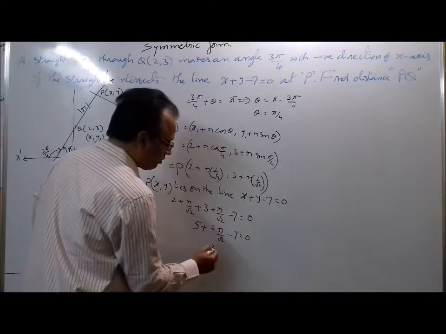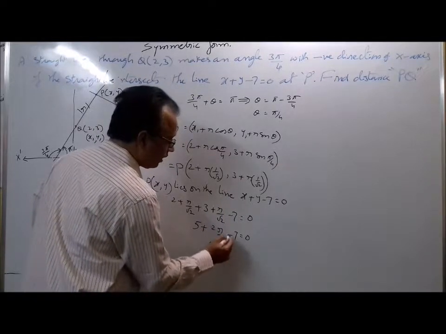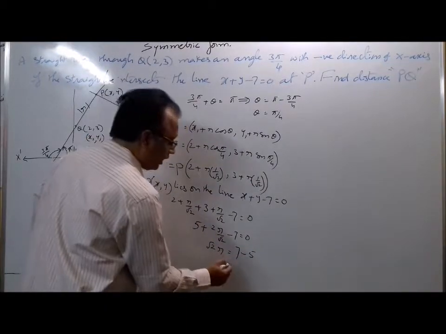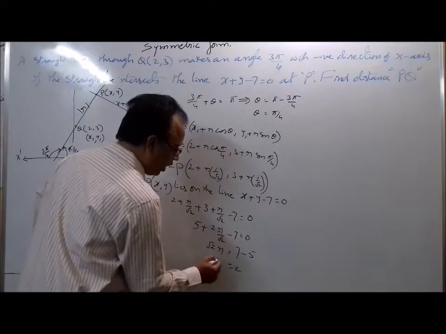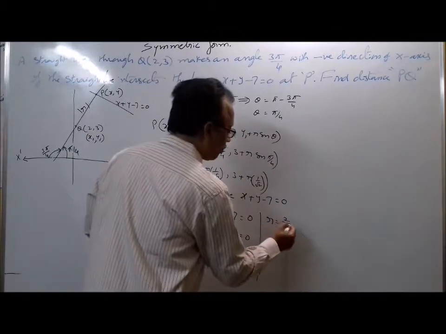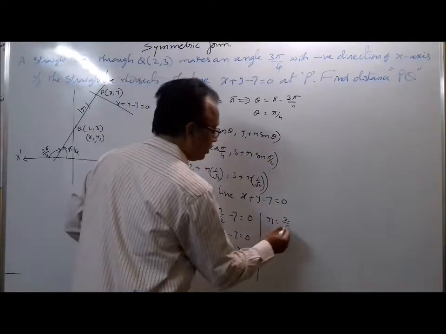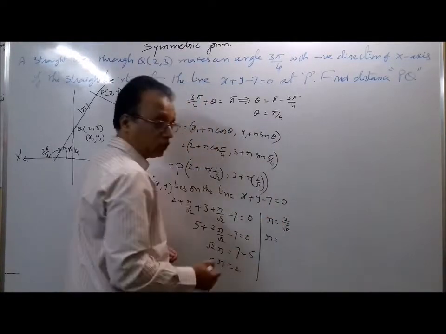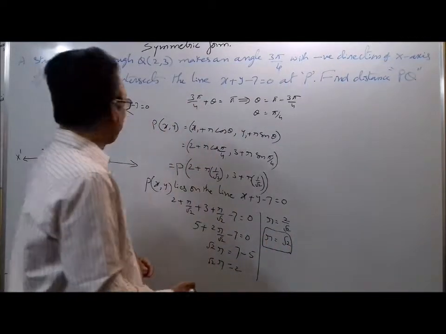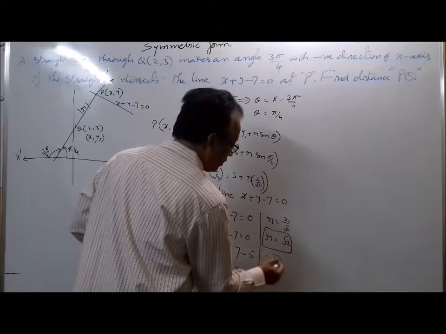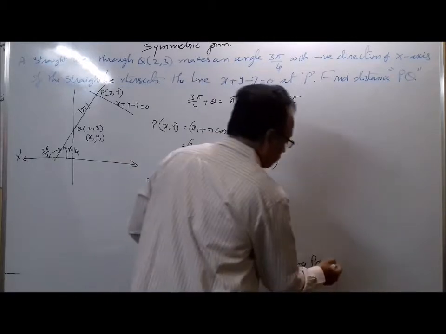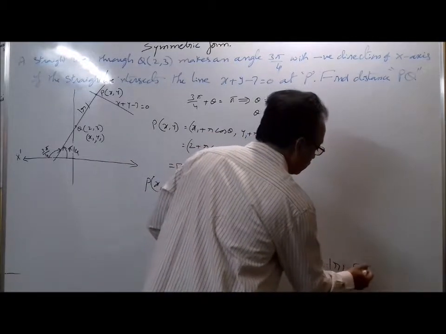Root 2 by root 2 is root 2, so root 2r is equal to minus 7 go that side plus 7, 5 go that side minus 5. So that is 2 is equal to root 2r. So what is r? 2 by root 2. That is r is equal to, this is root 2 into root 2, so root 2 units. So the distance PQ is, therefore, the distance PQ is equal to r is equal to root 2 units.